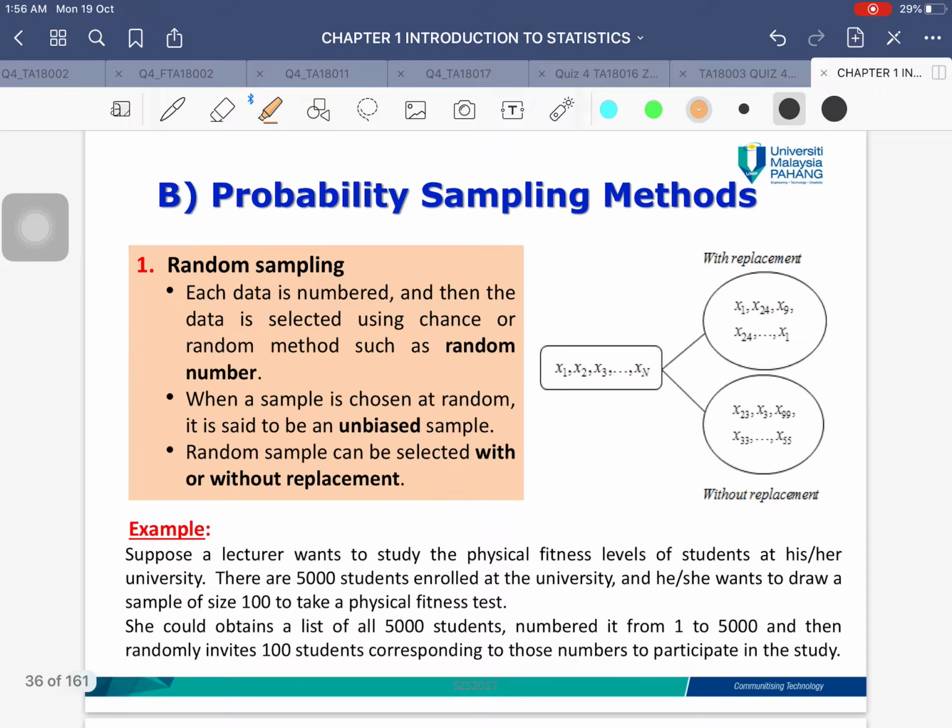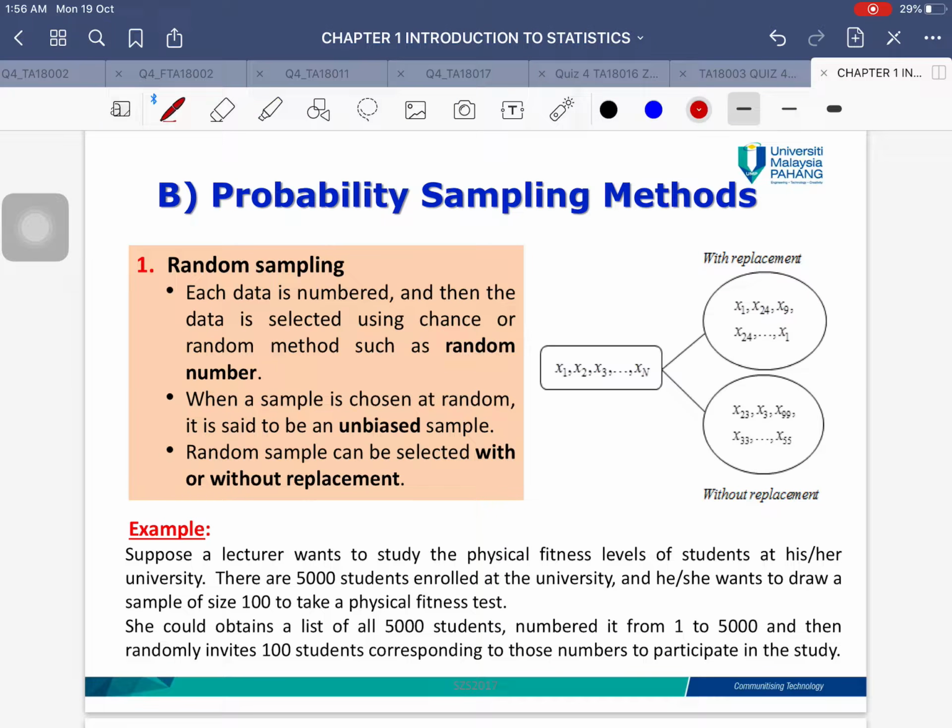So now we get to the probability sampling methods. Probability sampling is when you actually do some calculation, not just filling in, in order to come out with the sample. The first one is called random sampling.